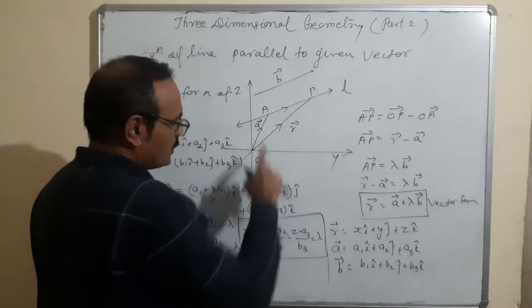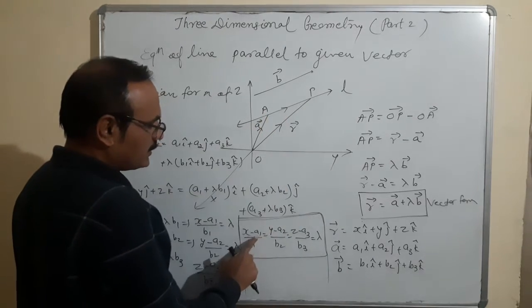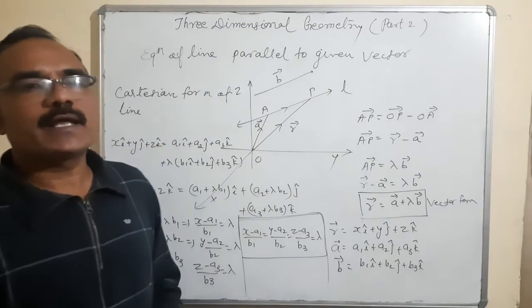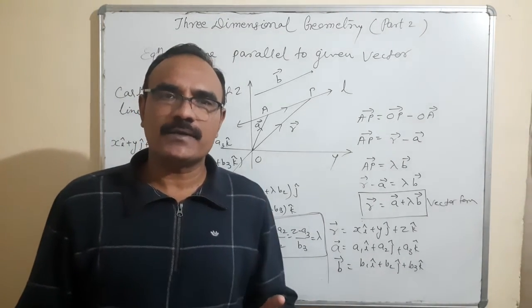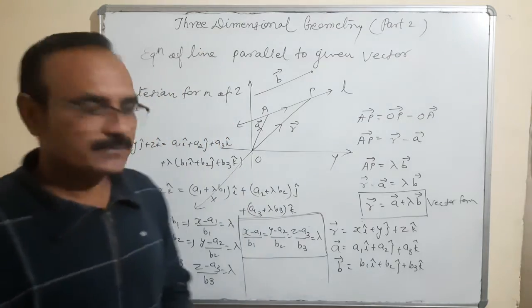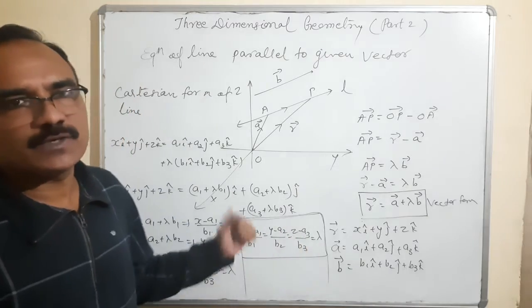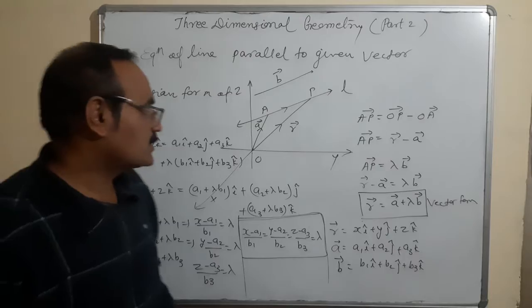So B1, B2, B3 are the direction ratio of this line, and this line is passing through the point A1, A2 and A3. Okay. So this formula can be used when we are going to find the equation of the line which is passing through one point and direction ratio is given. So you can use this formula for finding the equation of the line. Is it okay? So this is one.